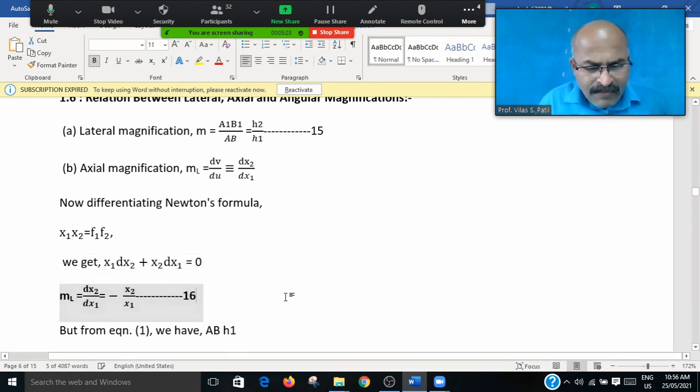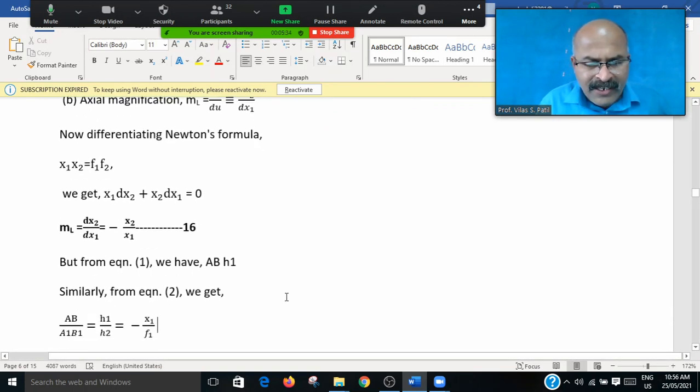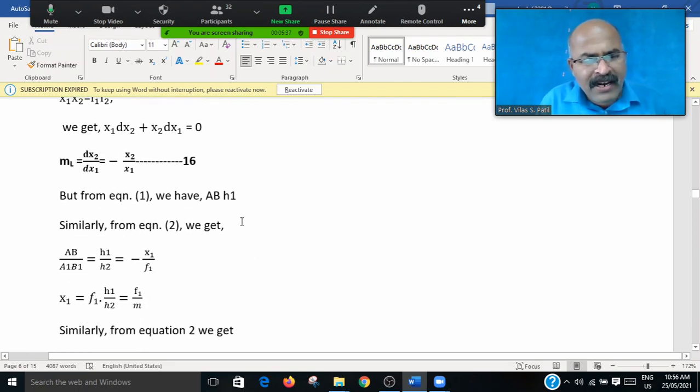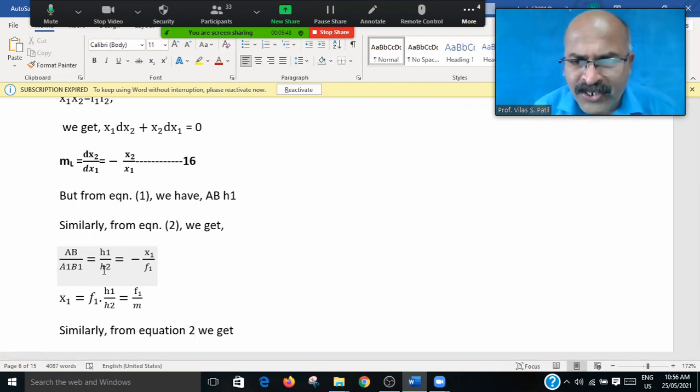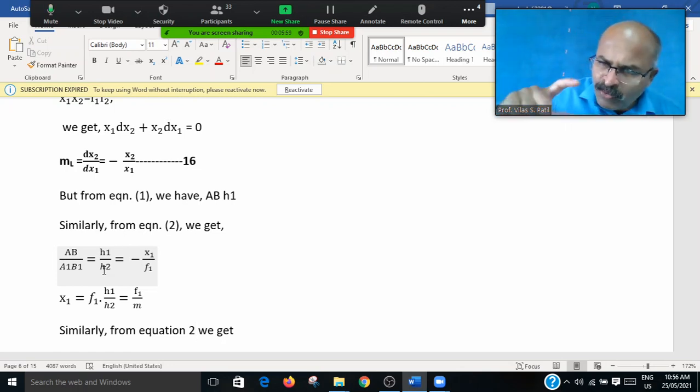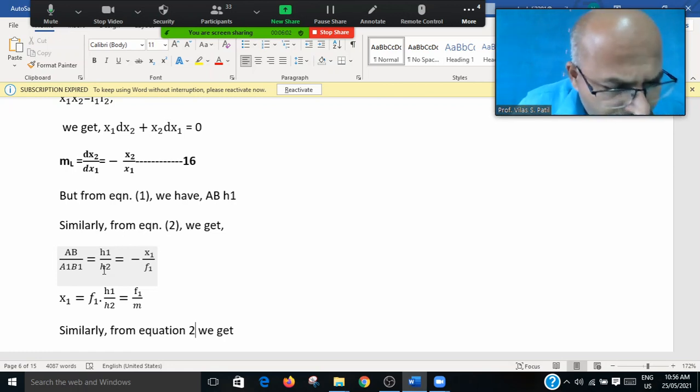Okay. Then from equation number 1, we have AB into H1. Similarly from equation 2, we get AB divided by A1B1 is equal to H1 divided by H2. Previously, equation number 1, the lateral relation, I just inverted it and took its reciprocal. Then A1B1 divided by AB is equal to H2 divided by H1. Taking the reciprocal, we get H1 by H2, which is minus X1 divided by F1.